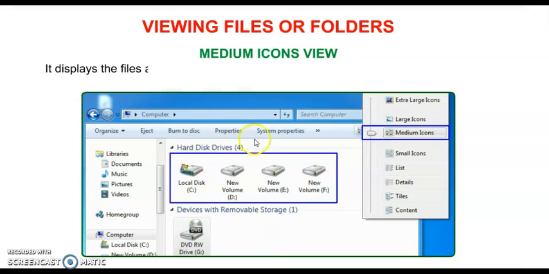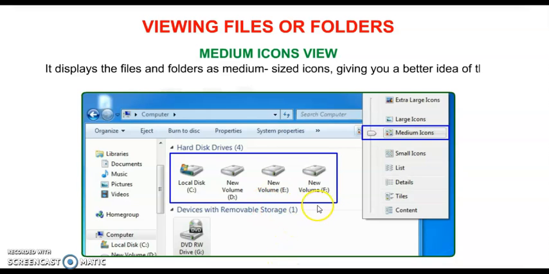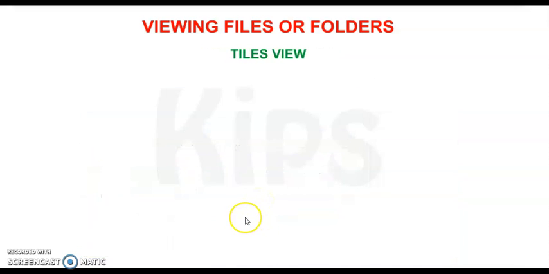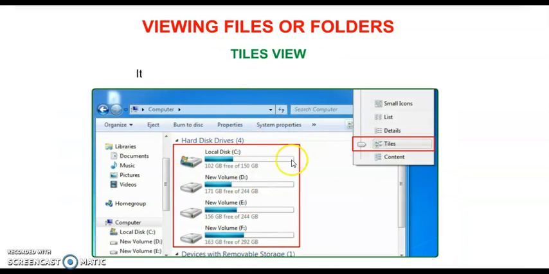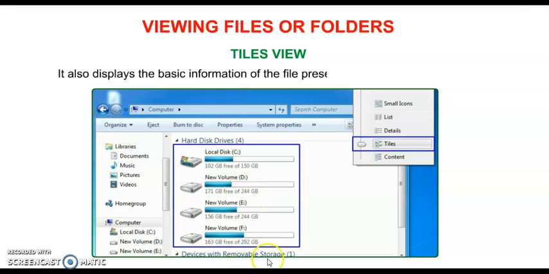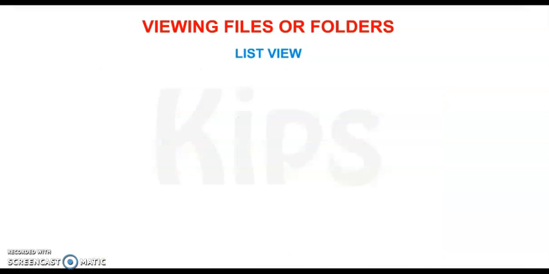Next view is medium icon view. It displays the files and folders as medium size. You can see the size will be increased. This medium size icon gives you a better idea of the file content. Next view is tiles view. You can see all the drives will come like tiles. It displays files and folders as medium size icons, but in tile form. It also displays basic information of the files present, such as size and type.